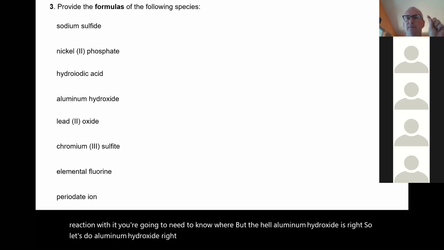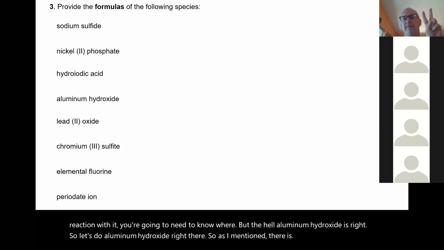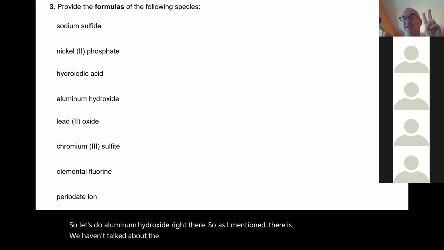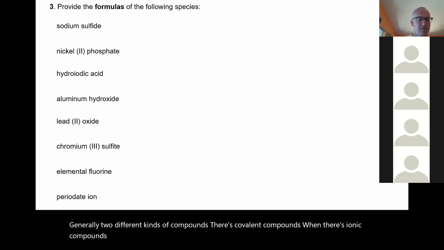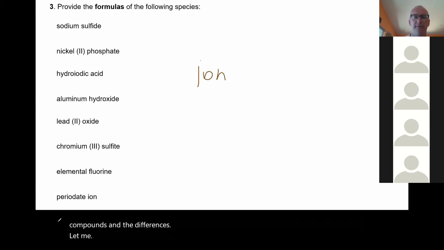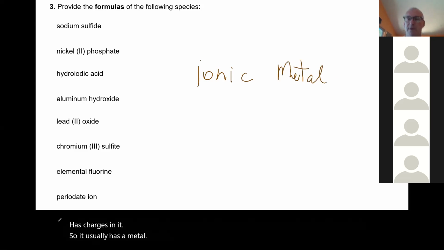So as I mentioned, we haven't talked about the 2 different kinds of compounds, but let's talk about them now. Generally 2 different kinds of compounds. There's covalent compounds and there's ionic compounds. And the difference is, an ionic compound has charges in it. So it usually has a metal, which has a positive charge, and a non-metal, which has a negative charge.